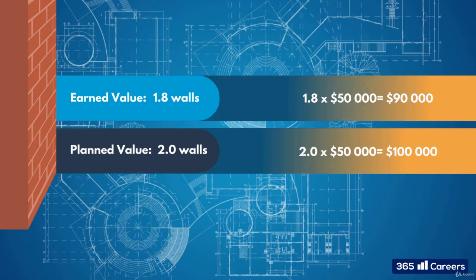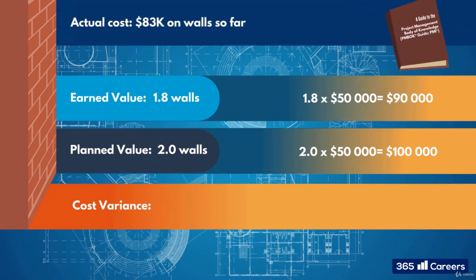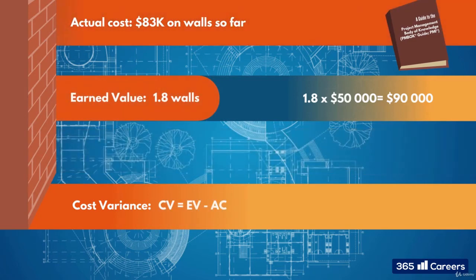Okay. Once we've calculated planned and earned value, we need to add the actual cost to the equation. Like the good project manager you are, you have been recording how much money has been spent up to this point. That said, it's time for a formula. The calculation for cost variance goes like this. You can see from your budget you have spent $83,000 on walls so far. So the formula would be earned value minus actual cost. So $90,000 minus $83,000, which equals $7,000.